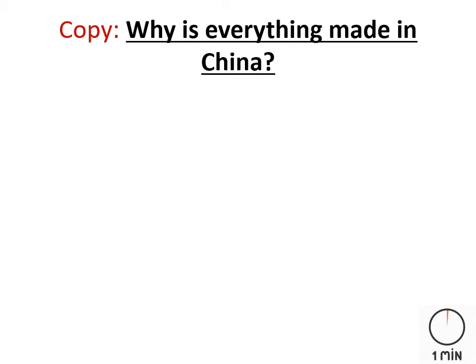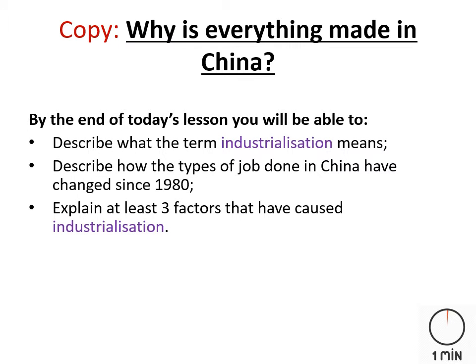Okay, great. You should have the title written, the date as well. So by the end of today's lesson, you should be able to describe what the term industrialization means. That is the key term for this lesson, the main one. If you know what the word industry means, then you're off to a good start. If you don't, don't worry, you'll find out in a minute. We're then going to describe how the types of job done in China have changed since 1980, providing some evidence for industrialization. And finally, we're going to explain 3 factors that have caused it. So all around that word industrialization.